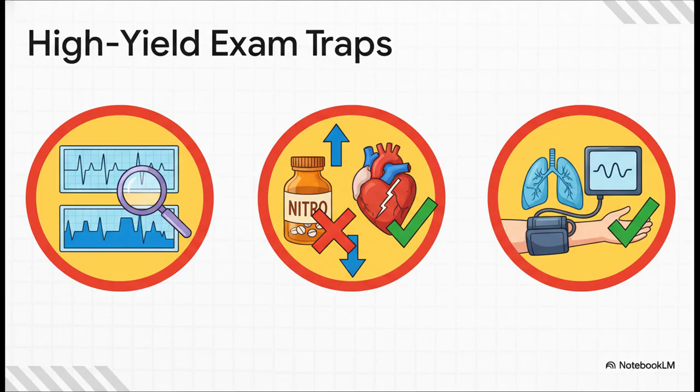Trap number 1, the ECG mimicry. Just remember, pericarditis is diffuse and MI is localized. Trap 2, the nitrate test. If they tell you the pain is not relieved by nitrates, that should make you think pericarditis. And trap 3, pulsus paradoxus. That's that big drop in blood pressure when you breathe in. You do not see this in simple pericarditis. That is a sign of a much more serious complication called cardiac tamponade. Don't mix those two up.